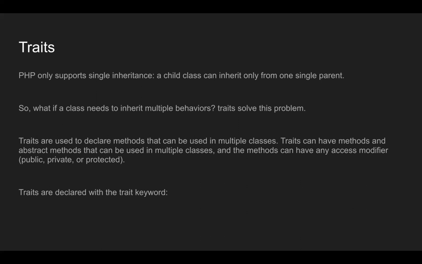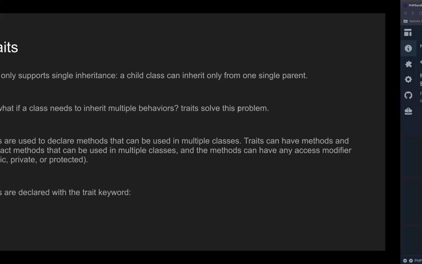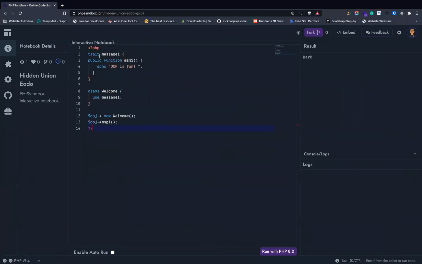So then let's get an example of a trait and how a trait is being used. So now we have this trait called message. And this trait message is being used by this welcome class. So let's run this and see what we have. And we get OOP is fun.